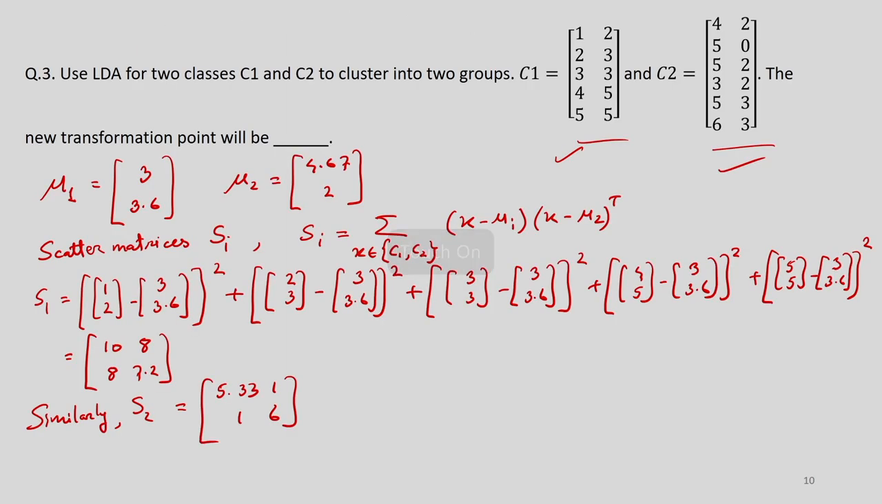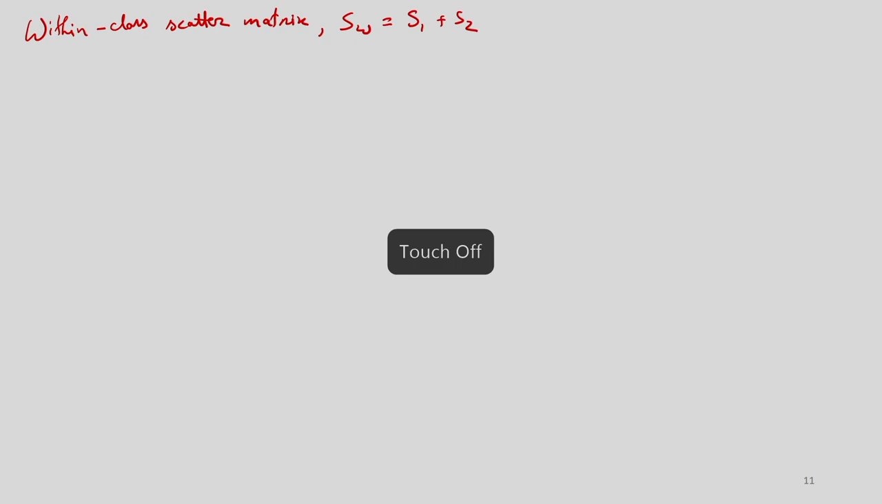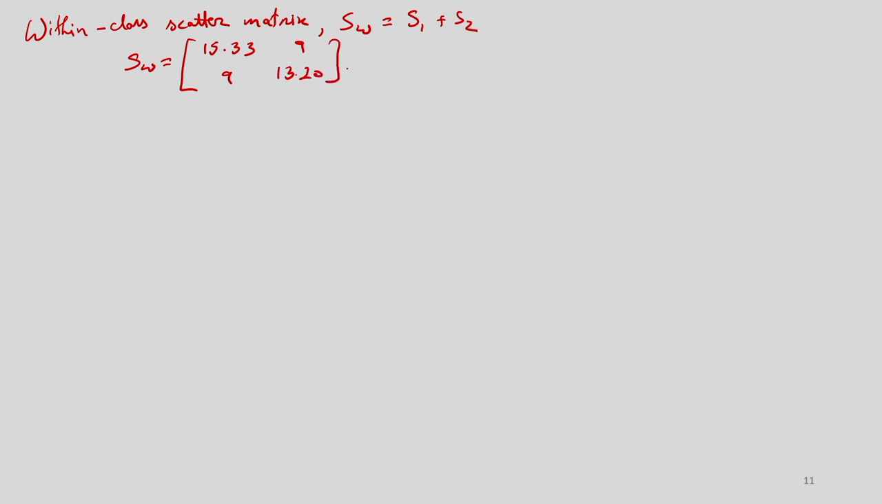Now we know the within class scatter matrix SW is given by S1 plus S2. All right, so what we will do is simply add these two, this one and this one. So we get SW equal to 15.33, 9, 9, 13.20.